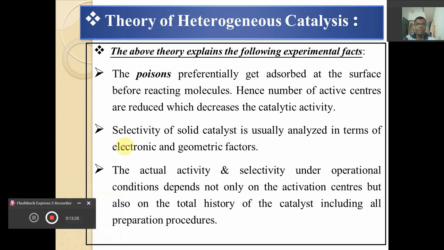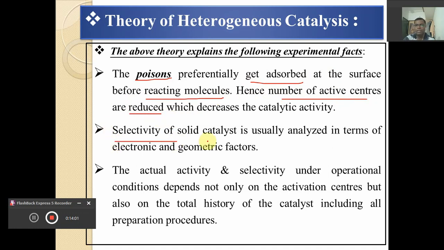The third fact observed is the use of poisons. Particularly, these poisons are also called inhibitors, because they are responsible for decreasing the rate of reaction. These poisons preferentially get adsorbed at the surface before reacting molecules. So they get adsorbed on the surface of the catalyst before the reacting molecule, and hence the number of active centers gets reduced, which decreases the catalytic activity, and hence the rate of reaction will also reduce.